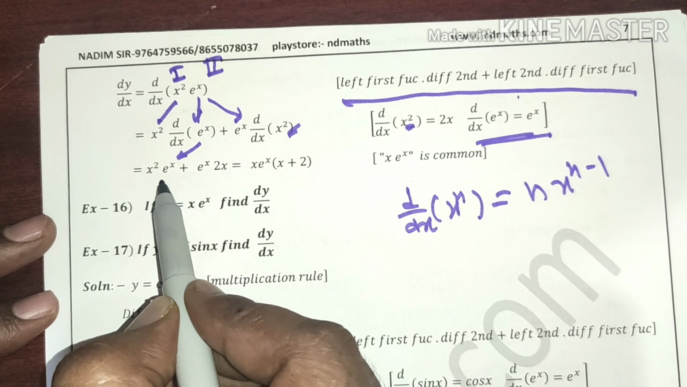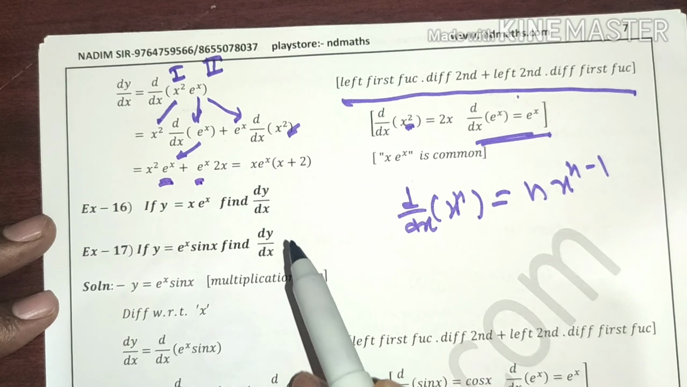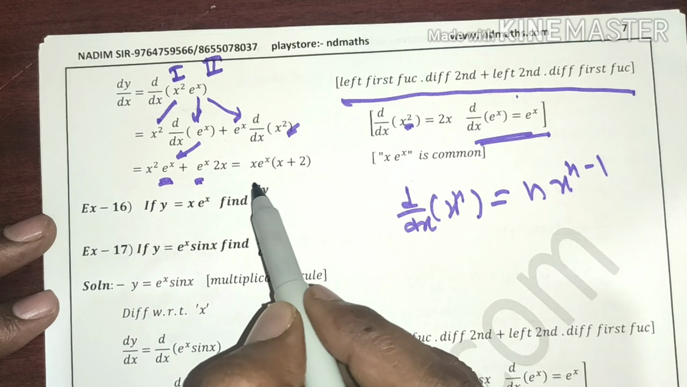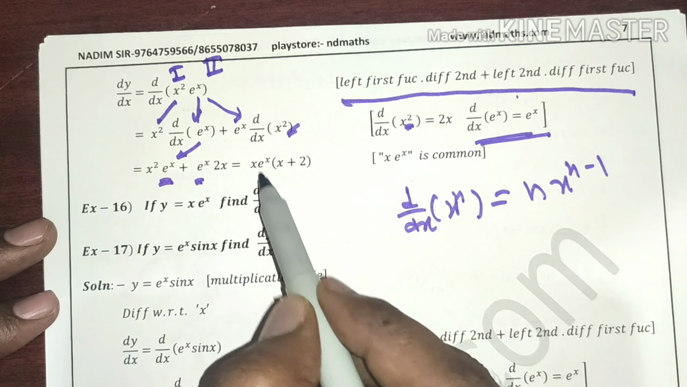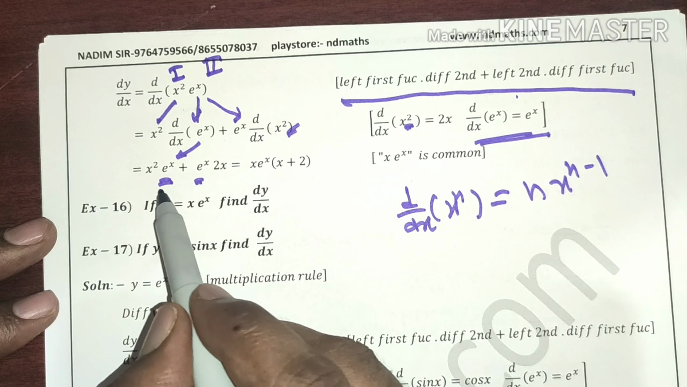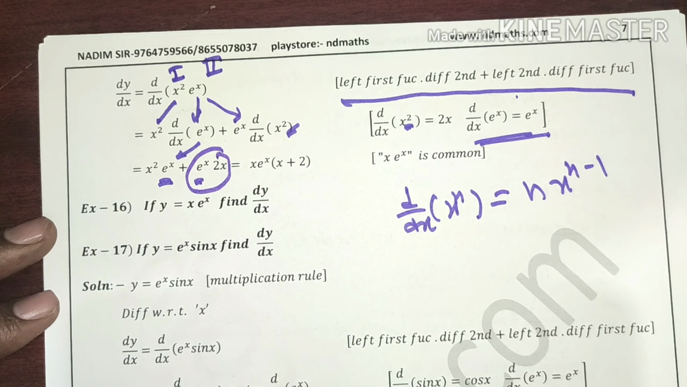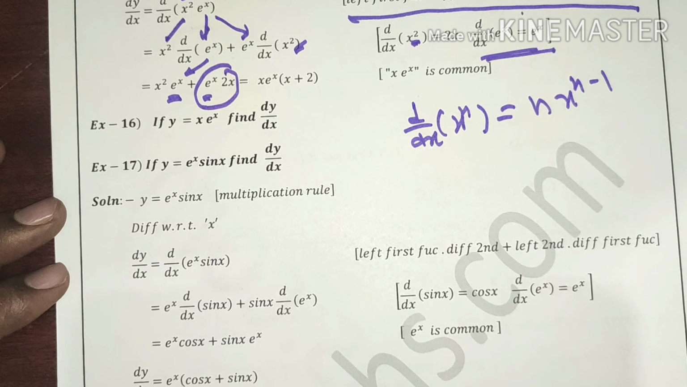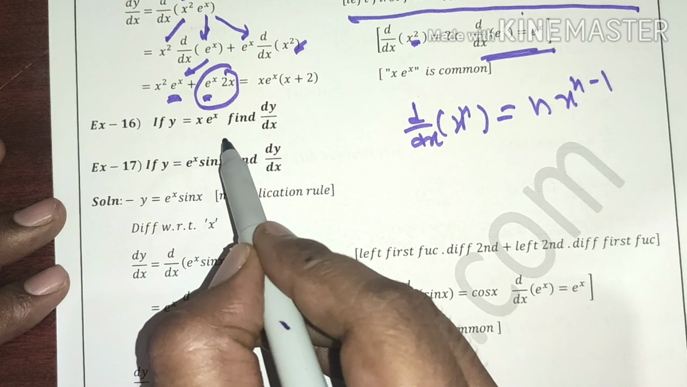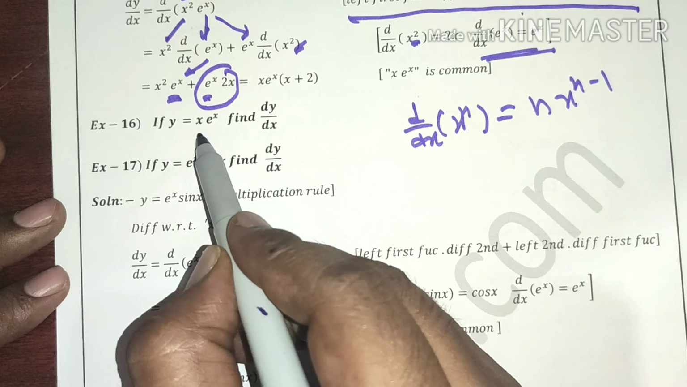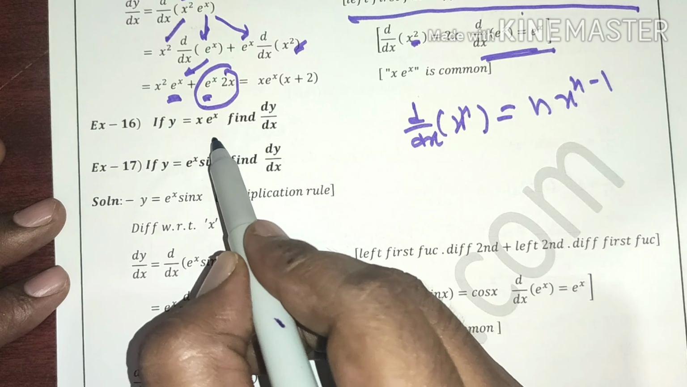After this, take e raised to x common, and x is also common from both terms, so we take x e raised to x common. From this side it becomes x, and from this side it becomes only 2. See example number 16. If y equals x e raised to x, find dy by dx. You can do it yourself. The first function is x and the other function is e raised to x.